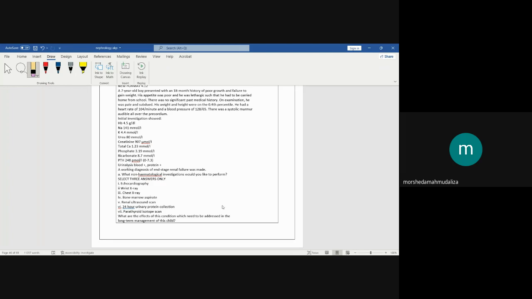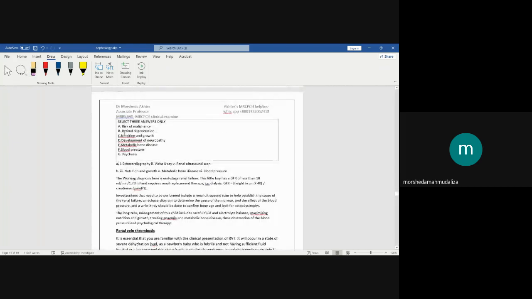Okay, now long-term management, what things will we go for? We have to think of nutrition and growth, and we have to see the metabolic bone disease. So how can we give calcium, then active vitamin D3, alfacalcidol. Okay. Also you have to go for blood pressure management, very important. Here they don't mention anemia directly, but nutrition and growth is under this heading.